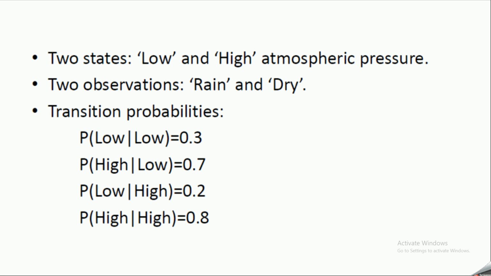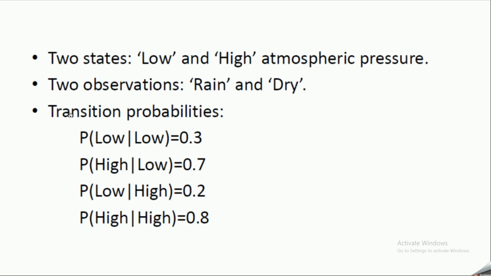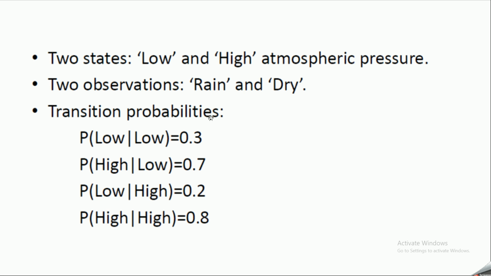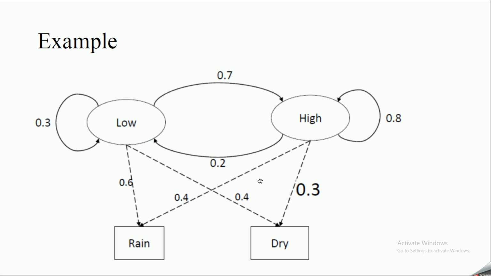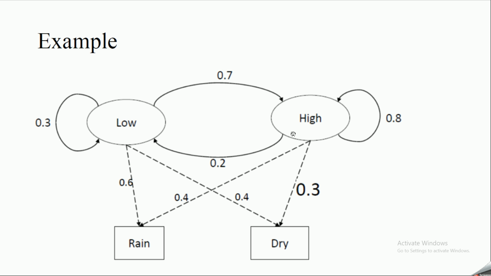The transition probabilities are given to you. Low to low is 0.3, probability of high when low has already occurred is 0.7, probability of low when high has already occurred is 0.2, and probability of high with respect to high is 0.8.